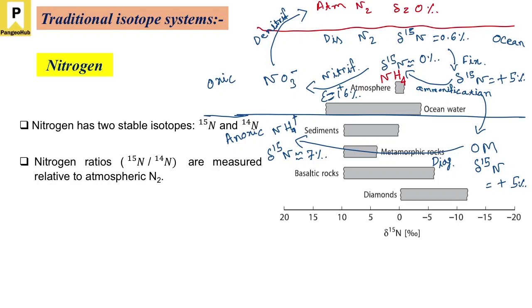These isotopic compositions, this is all about the nitrogen cycle. These isotopic compositions may vary from book to book. So this is just a crude diagram showing how this nitrogen cycle behaves.